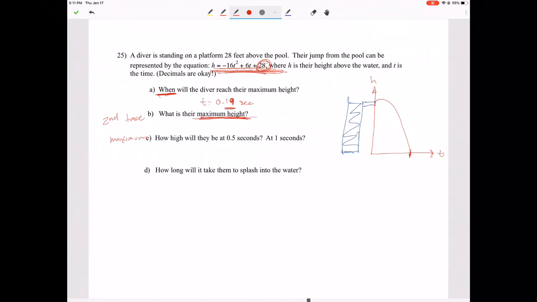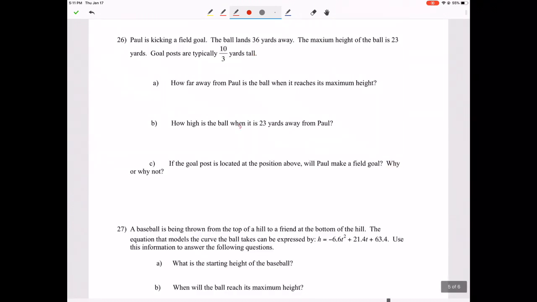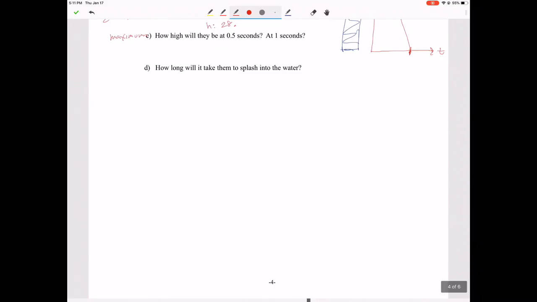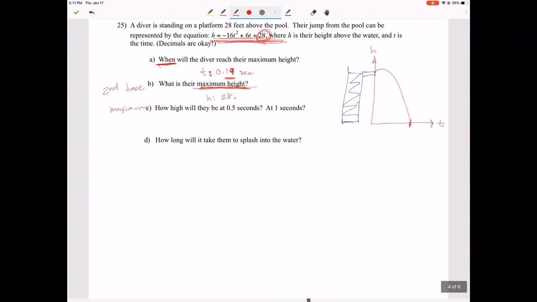So this would be time, height, or maybe parentheses. What we're talking about, height would be 28.5625, round maybe to 28.56, okay. How high will it be at those points?